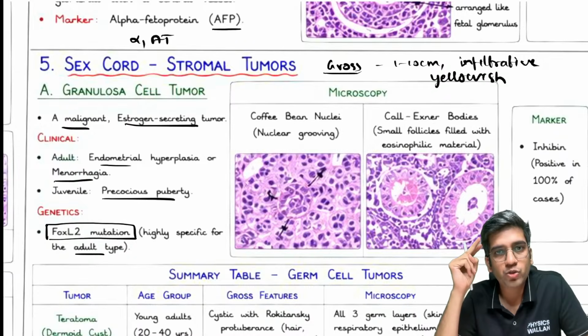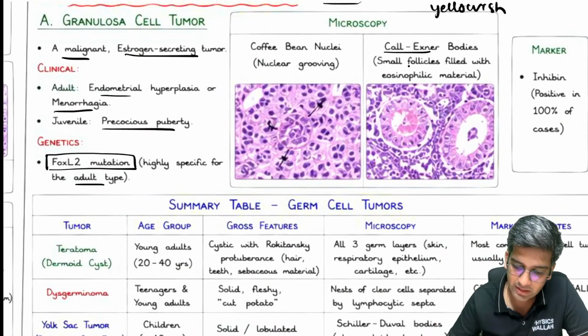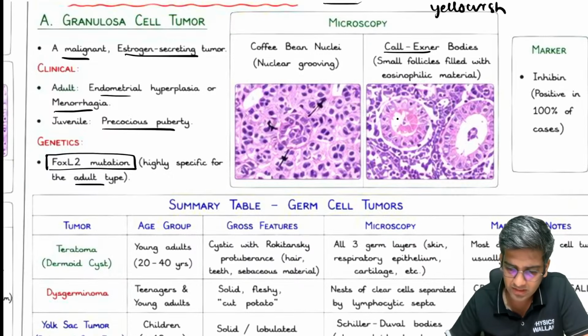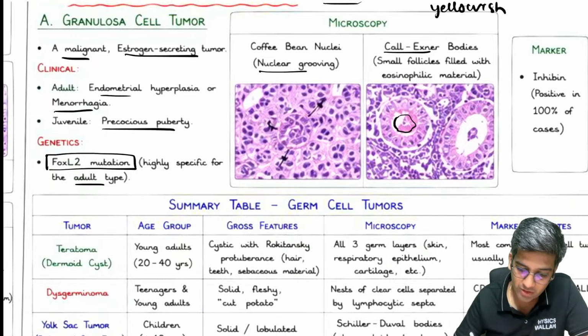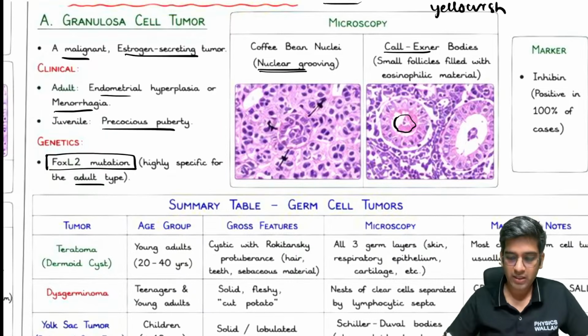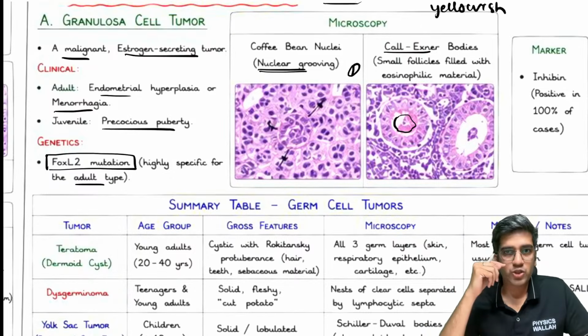Fine. Microscopy, 2 named findings, both are important for me. Call-Exner bodies: there will be small follicle-like structures with a central eosinophilic material, that is the Call-Exner body, and nuclear grooving. That's coffee bean nuclei, which is very, very classical. You'll have a linear groove for a granulosa cell tumor, right?